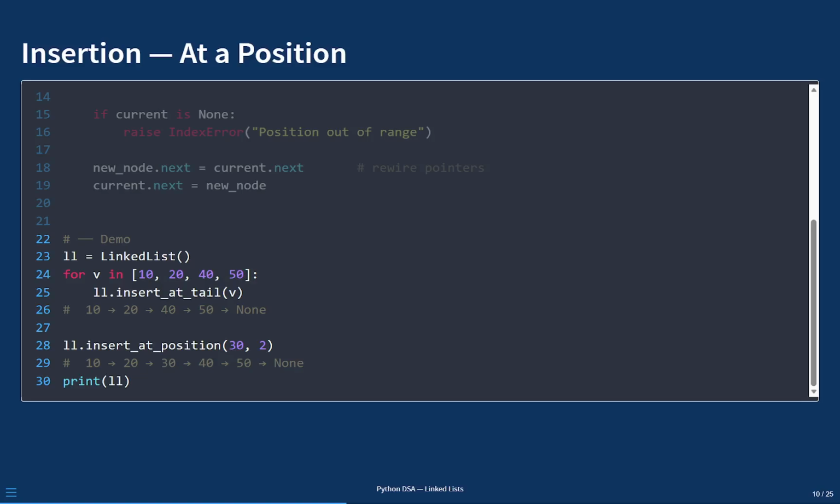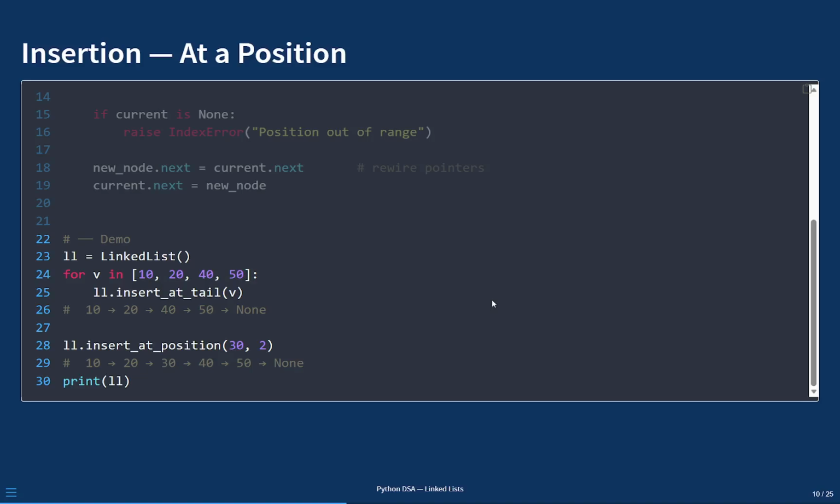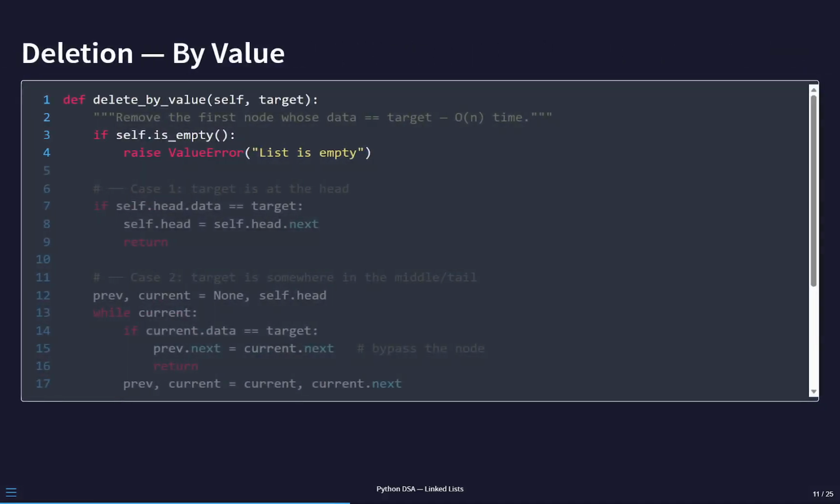The demo shows inserting 30 at position 2 into 10 → 20 → 40 → 50. We walk to index 1, node 20, and wire the new node 30 between 20 and 40. Result: 10 → 20 → 30 → 40 → 50. The order of those 2 pointer assignments matters. Reassign new_node.next first, then current.next. Do it the other way, and you lose the rest of the list.